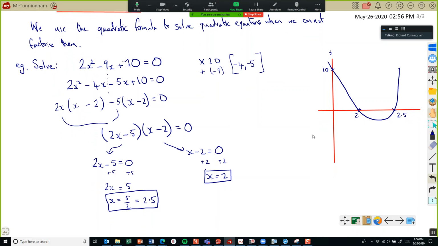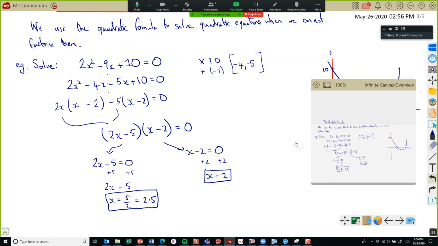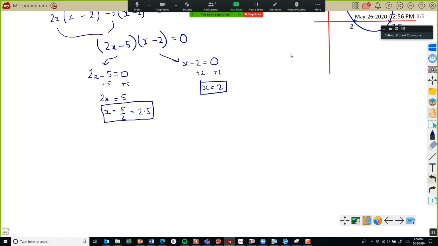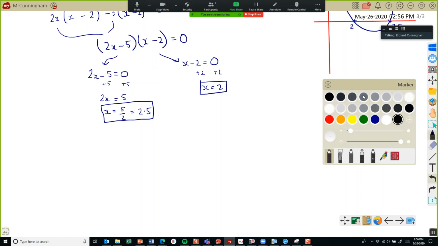Now you have to be able to do that method. I'm not convinced we're all quite there yet with it. You just need to keep practicing it and keep doing it. Now we're going to do it a different way. We're going to do it using what's called the quadratic formula.